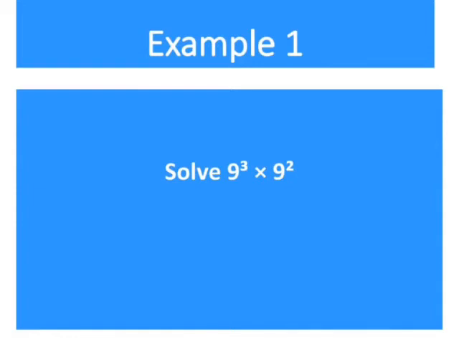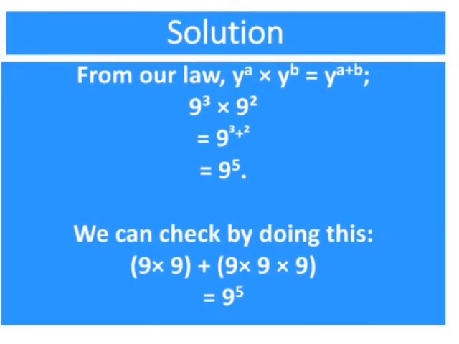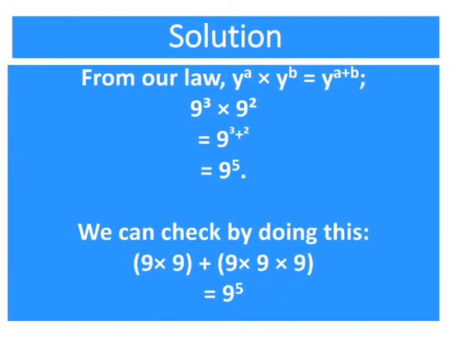Solve 9 raised power 3 times 9 raised power 2. Solution. From our law, y^a times y^b equals y^(a+b), where y is the common base. We have 9^3 times 9^2 in our question. Our common base here is 9. Therefore, solving, we have 9^(3+2) equals 9^5.